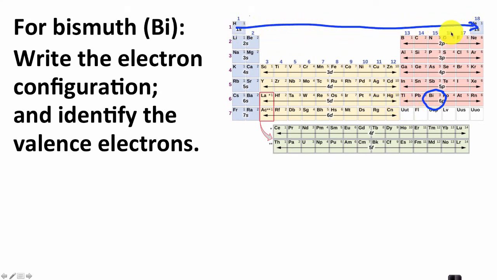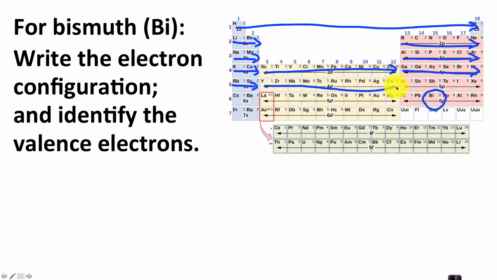So 1s2, 2s2, 2p6, 3s2, 3p6, 4s2, 3d10, 4p6, 5s2, 4d10, 5p6, 6s2, and now we're down into the 4f, which has 14, 5d10, and then 1, 2, 3 electrons in the 6p.